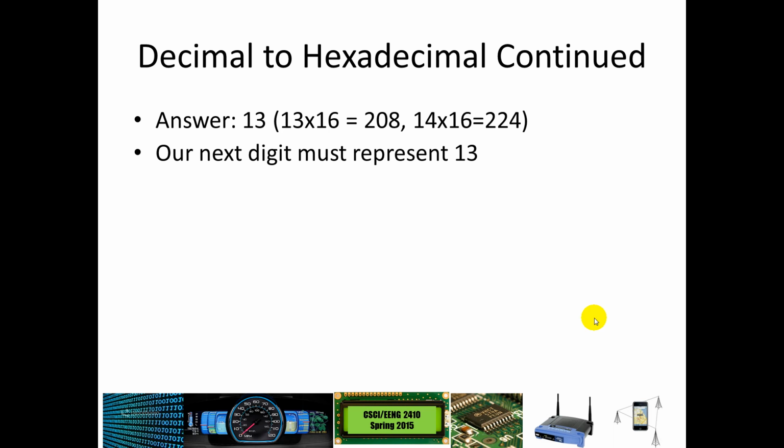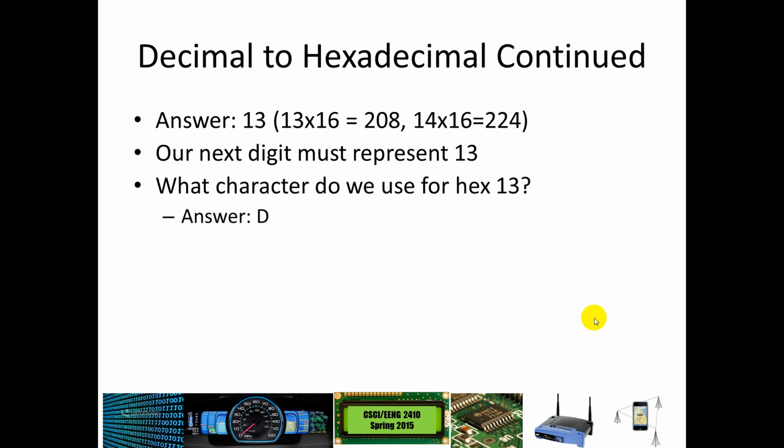So we have to represent 13, and if you remember, we can't just plunk down 13 as our next value. We have to convert that over to the character that represents 13. Which character was that in hexadecimal? Well, A is 10, B is 11, C is 12, so we're going to have to put down D. So our next value is going to be D.